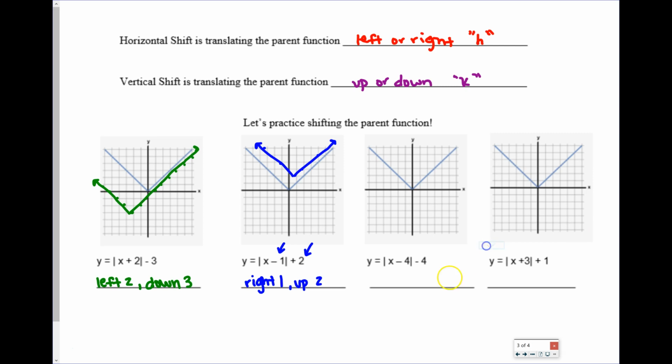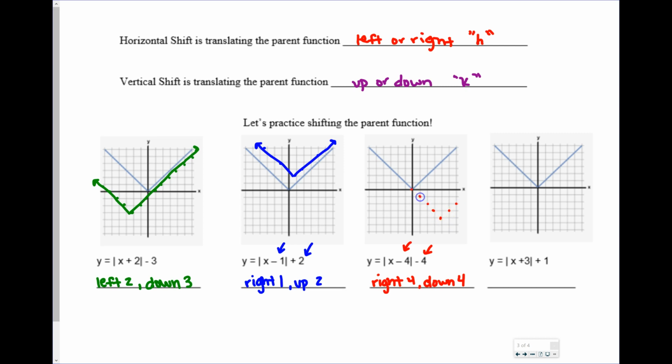Number 3, I've got a shift to the right 4. That's coming from in here, and then, oh, not left, sorry. Then down 4. Left and right on the inside, up and down on the outside. So it's going to go 1, 2, 3, 4, and then 1, 2, 3, 4. So my new starting point is right there.